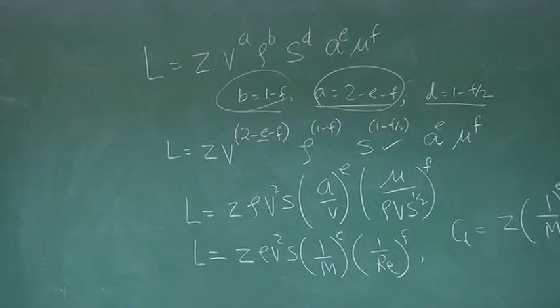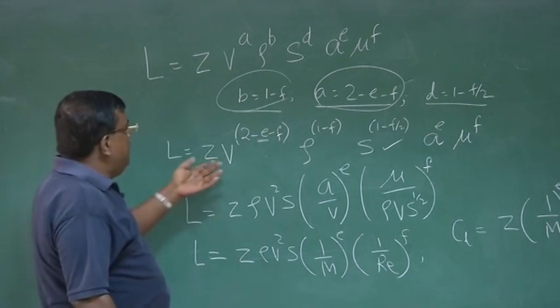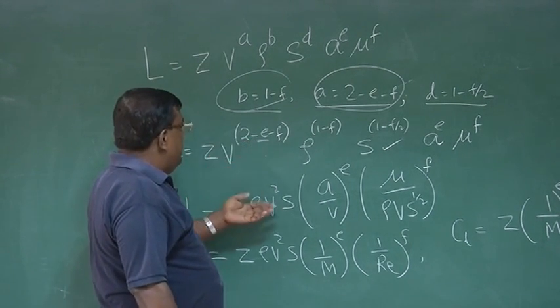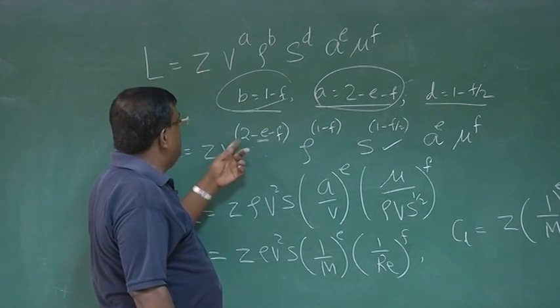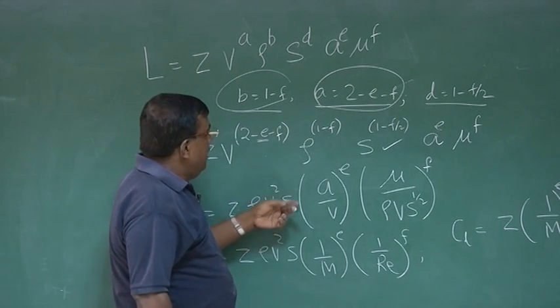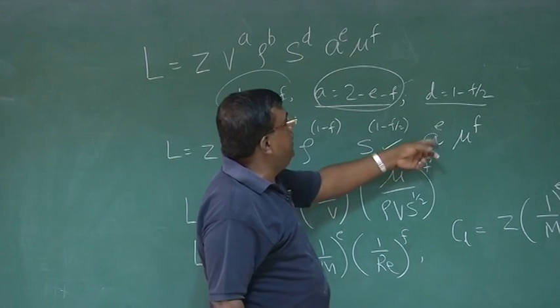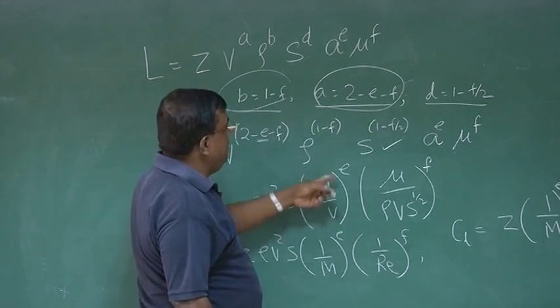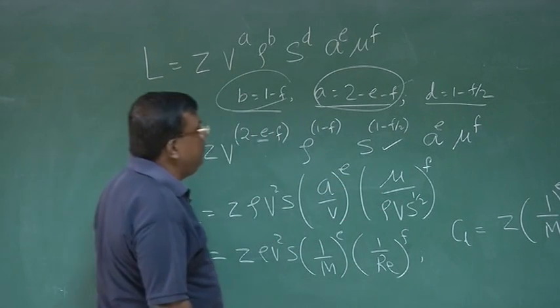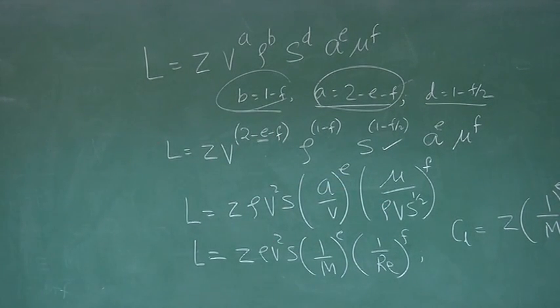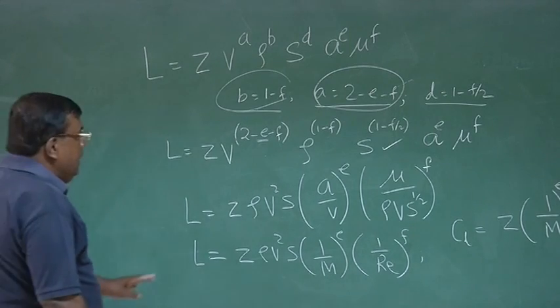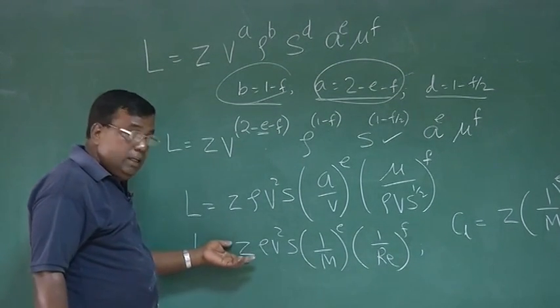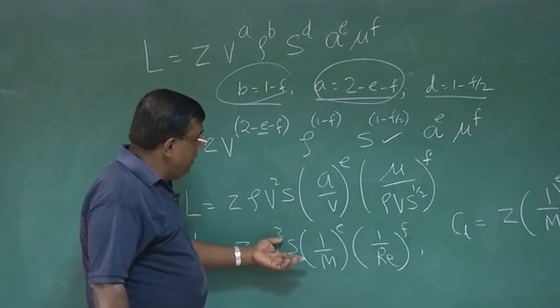Okay? I hope you will be able to get this expression. If you need more help, as I explained here, V square has come from here, A to the power E was already here, and V to the power minus E was here, so A by V to the power E. Similarly, you get mu by rho V S half to the power F. Now this I now write as Z rho V square.